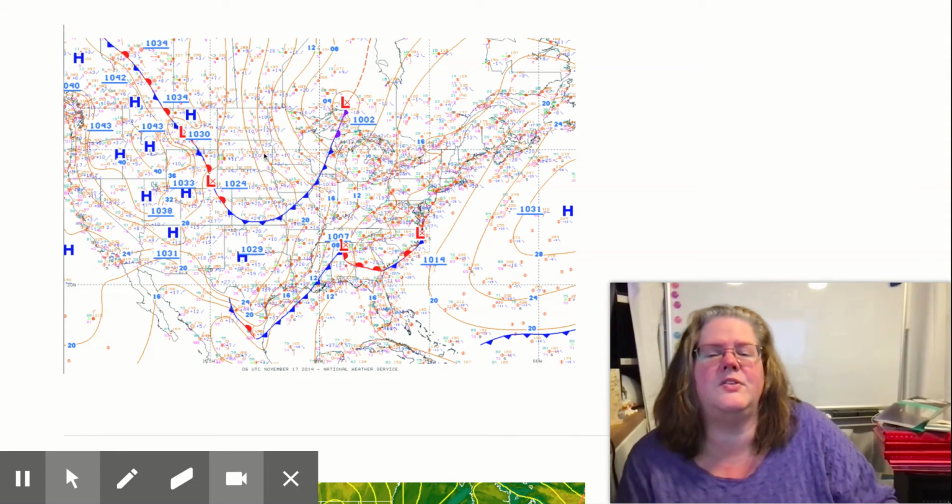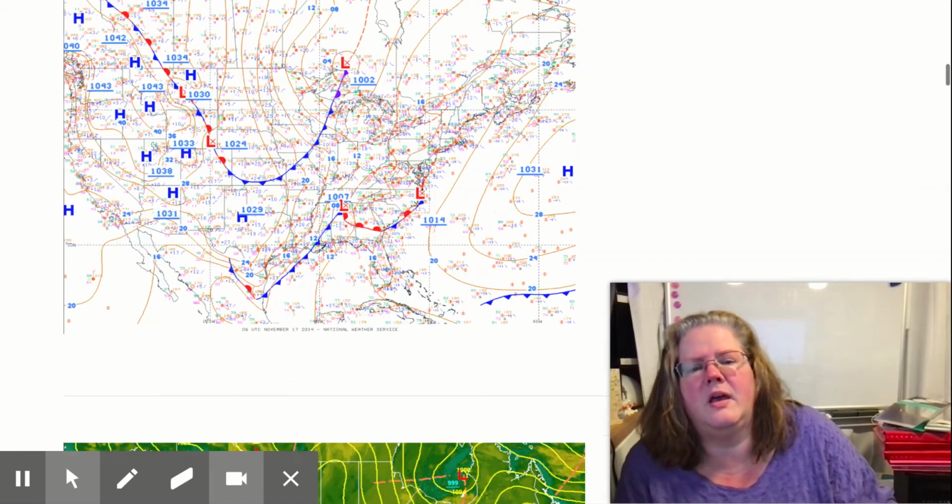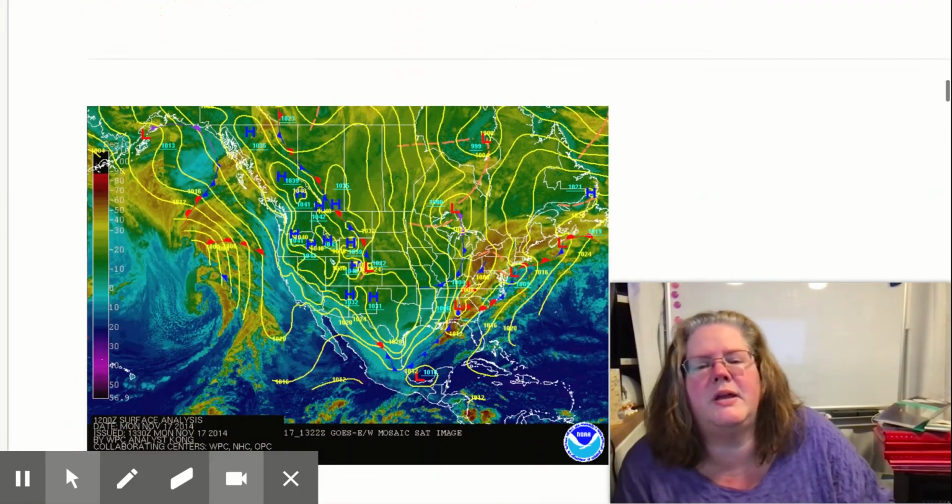So we're taking all those isobars we figured out and now applying some weather predictions to it. I don't expect it to make sense now, that's fine. But by the time we're done, it should make more sense.